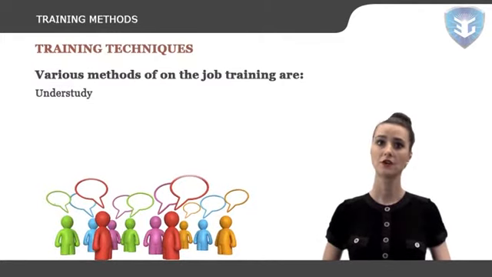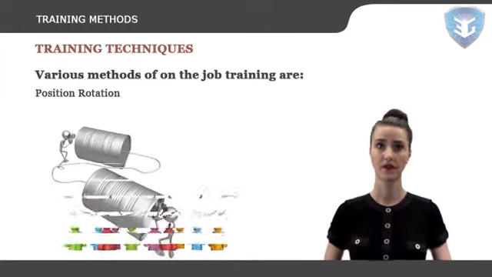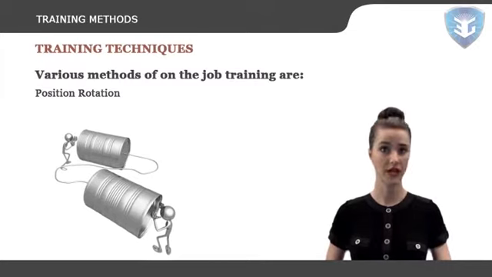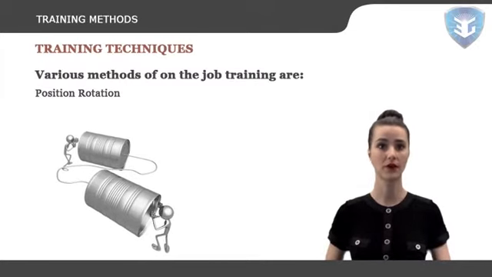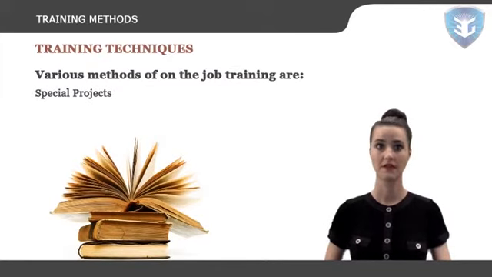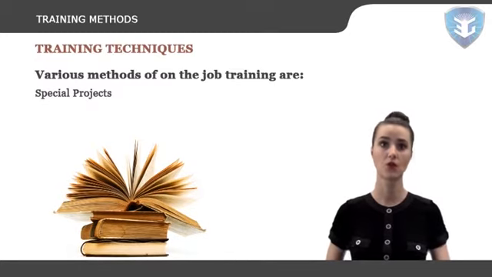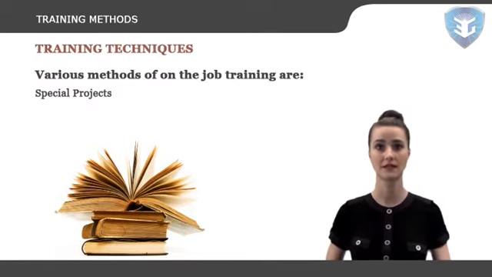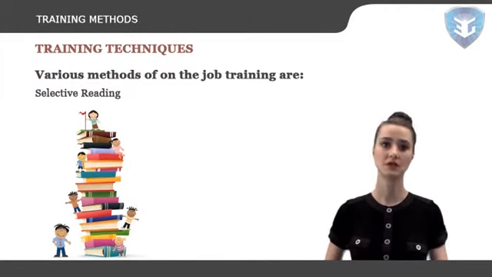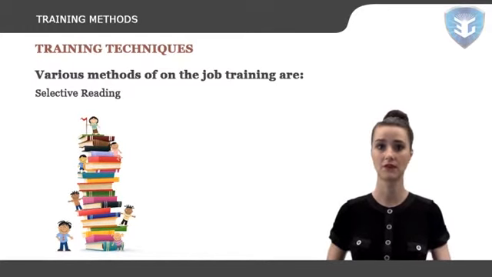Understudy. The understudy method makes the trainee an assistant to the current job holder. Position rotation. The major objective of job rotation training is the broadening of the background of the trainee in the organization. Special projects. This is a very flexible training device. Such special project assignments grow ordinarily out of an individual analysis of weaknesses. Selective reading. Individuals in the organization can gather and advance their knowledge and background through selective reading.